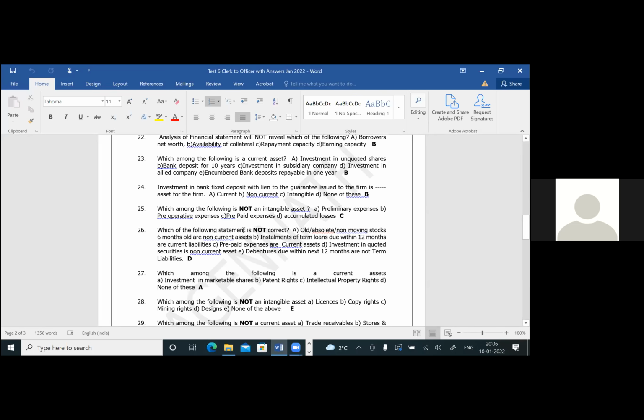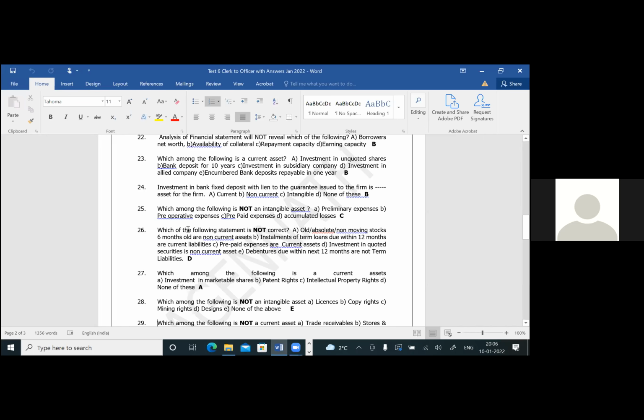Which among the following statements is not correct? Old, obsolete, non-moving stock, 6 months old, are non-current assets. Correct. Installments of term loans due within 12 months are current liabilities. Correct. Prepaid expenses are current assets. Correct. Investment in quoted securities is a non-current asset. No. Investment in quoted securities is a current asset. I told you.